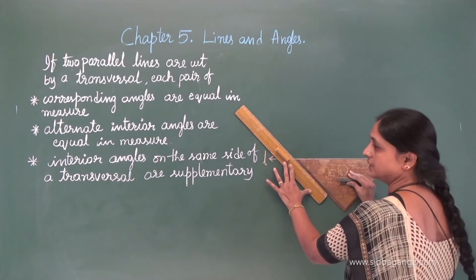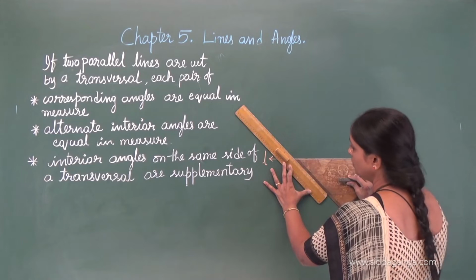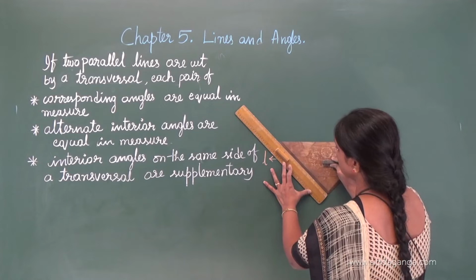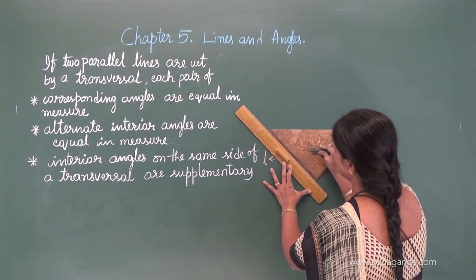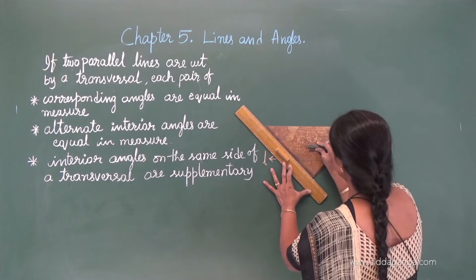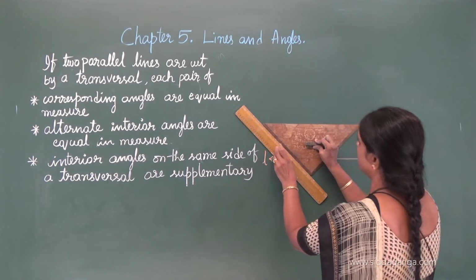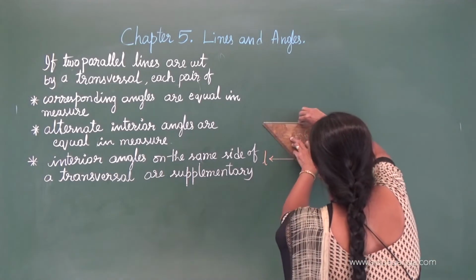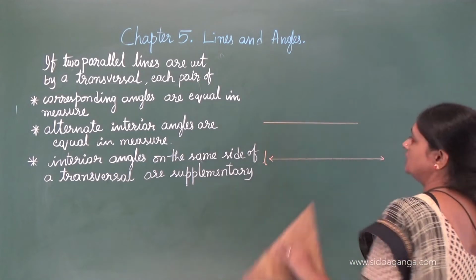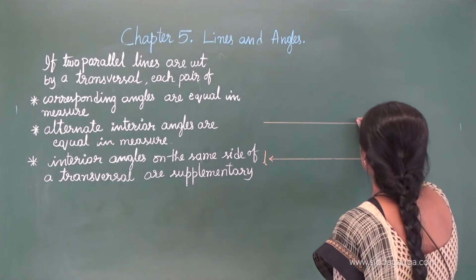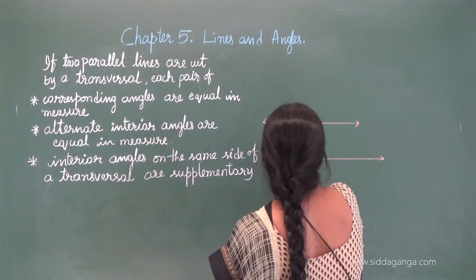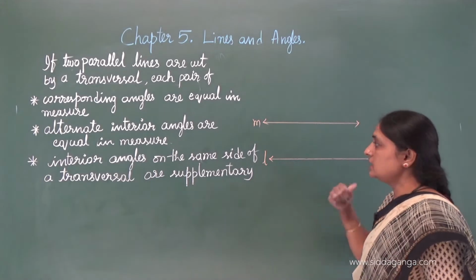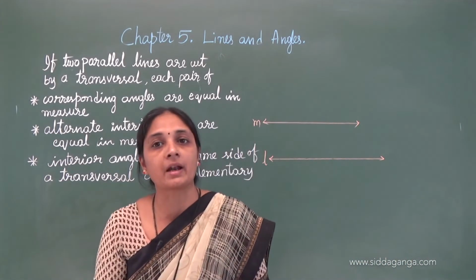So keeping it like this, I have to move the set square along this edge, okay? So like this, when I move this, I move along the edge. Otherwise I can stop here, okay? When I draw a line, this is parallel to L. This line is parallel to L. Consider this as M, okay? Like this we can draw or construct parallel lines.